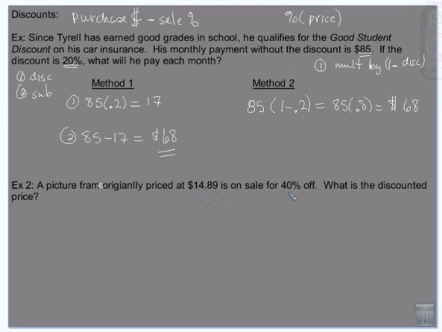Okay, originally cost $14.89 and it's 40% off. So how much is it? Well, $14.89 times 40% means that we're going to take off $5.96. So $14.89 minus $5.96. We're going to pay $8.93 for that frame.